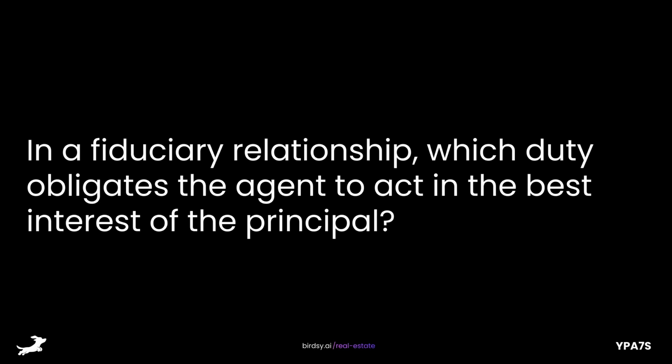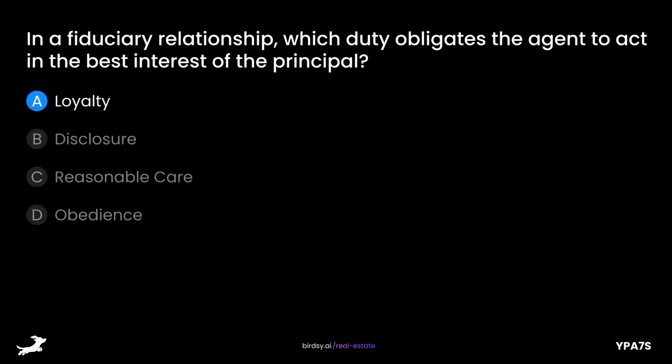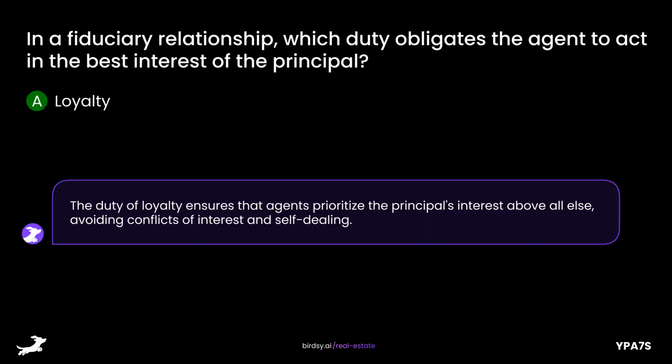In a fiduciary relationship, which duty obligates the agent to act in the best interest of the principal? Is it A, loyalty, B, disclosure, C, reasonable care, or D, obedience? The answer is A, loyalty. The duty of loyalty ensures that agents prioritize the principal's interest above all else, avoiding conflicts of interest and self-dealing.